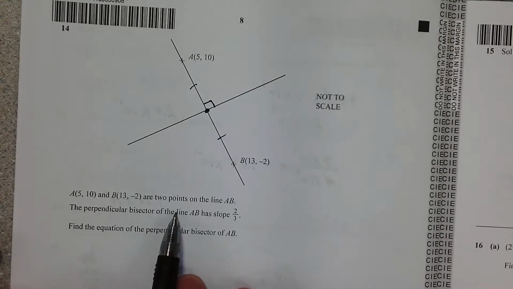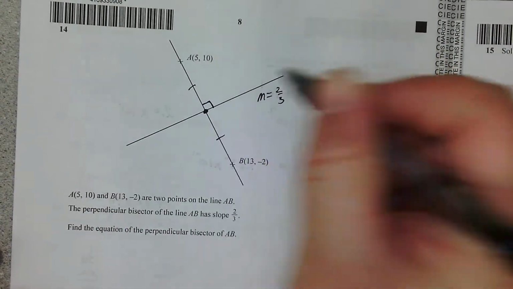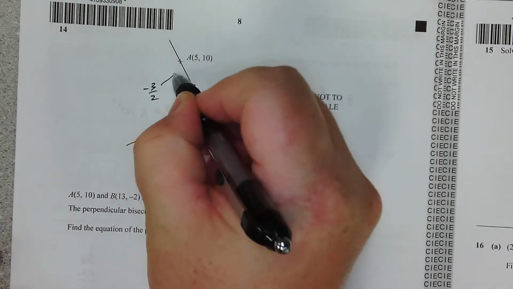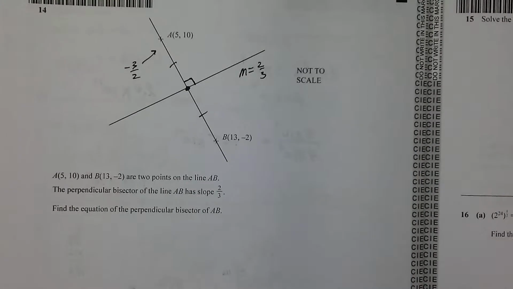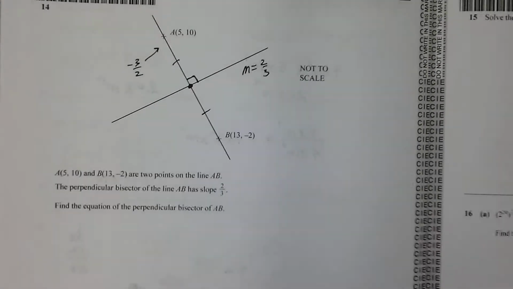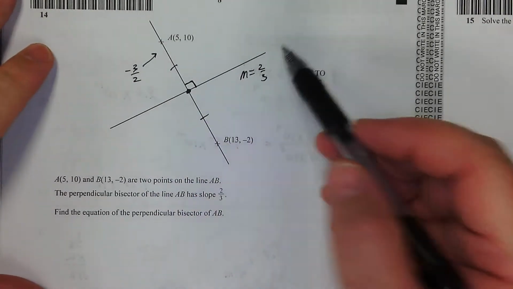So the perpendicular bisector of AB has a slope of 2/3. So this has a slope of 2/3. That means that this one has a negative slope of 3/2. Facts are important, right? Properties. So find the equation of the perpendicular bisector of AB. That means we're finding this equation right here.